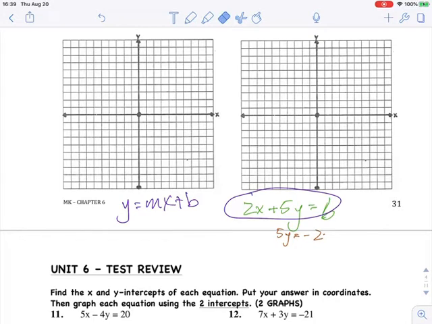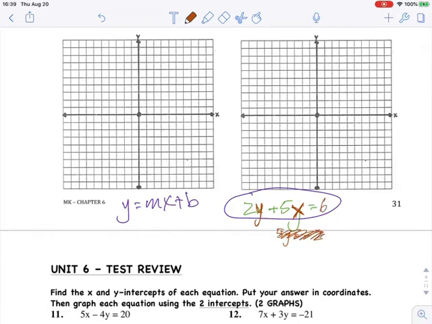Let me adjust this problem a little. Let's go 2y plus 5x. Sorry, adjusting on the fly. 2y plus 5x equals 6.